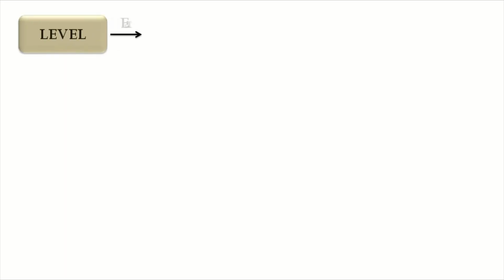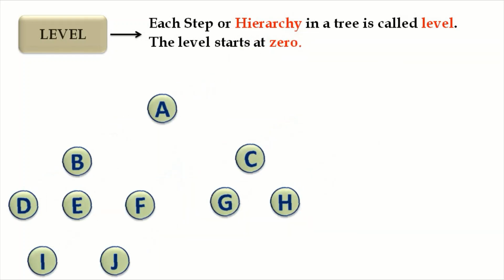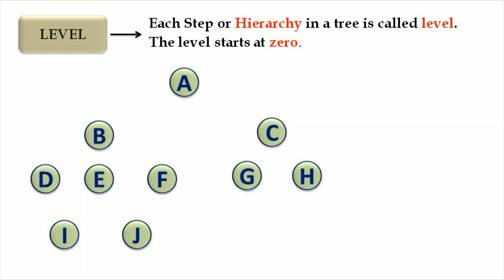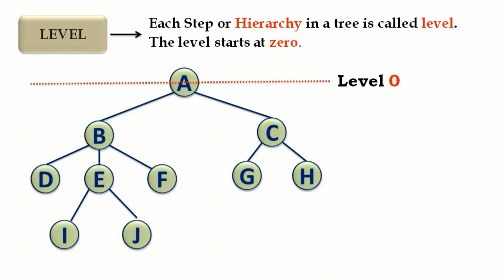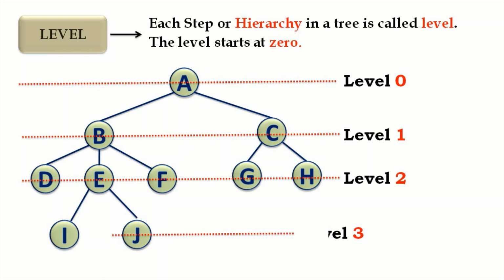Next, level. Each step or hierarchy in a tree is called a level. The level starts at 0. These are the nodes connected by edges. A is the starting node and root node of the tree. The level of the root node is 0. Next, the connected child's level is 1. Then the further connected child's level is 2. And the next further connected child's level is 3.